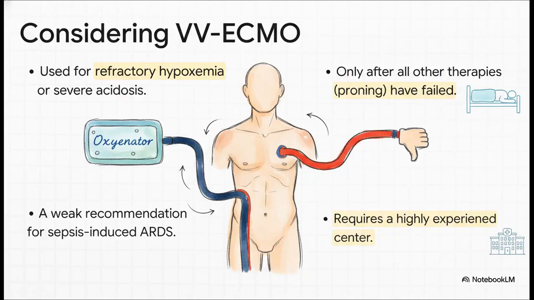But what happens when you've done everything? You've got them on low tidal volumes, you've proned them, you've optimized their PEEP, and they're still dying from hypoxia. Well, this is when we consider the ultimate rescue therapy, veno-venous extracorporeal membrane oxygenation, or VV-ECMO. This is truly the last resort. The criteria are incredibly strict. You're talking about profound refractory hypoxemia or a life-threatening respiratory acidosis despite you having done absolutely everything else correctly.